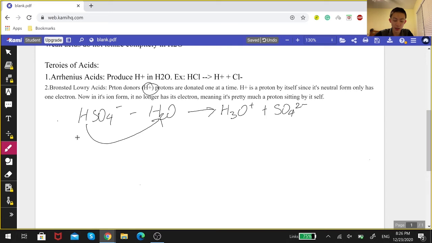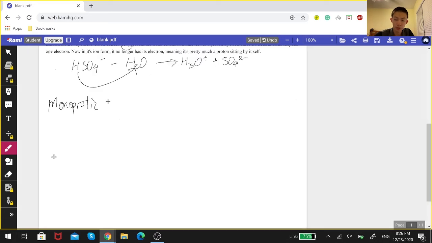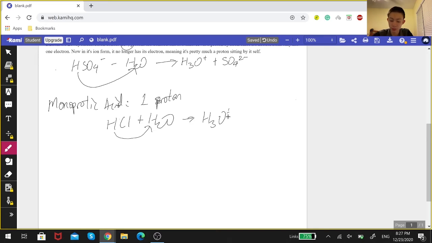Now we also have three types. We have monoprotic acid, which has 1 proton. This is similar to the example we just did. Let's do another one. HCl plus H2O. The H gives its proton to the water, and now that gives you H3O plus and Cl minus.